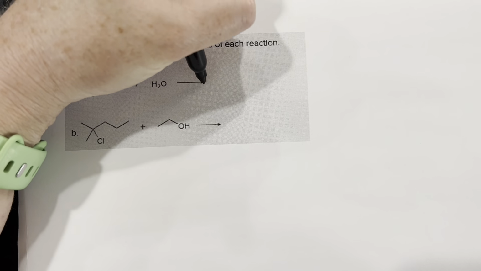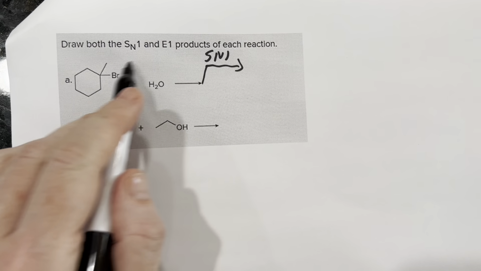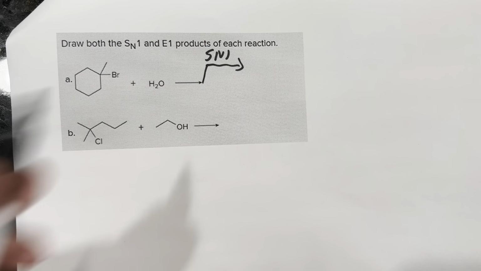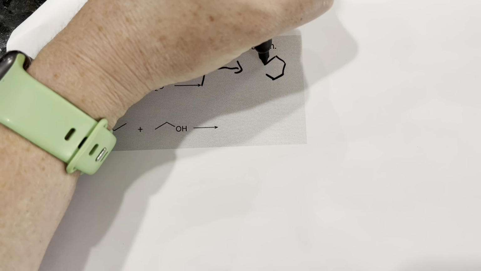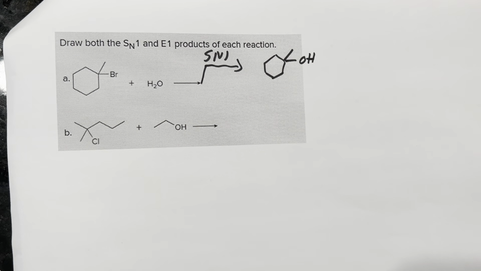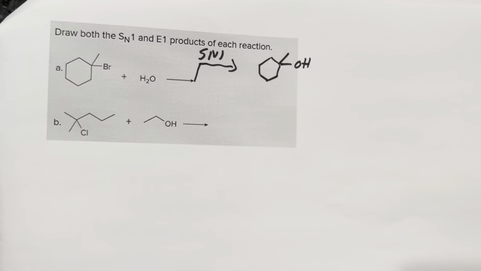In SN1, just to remind you, that's when the nucleophile is going to attack, right? So that OH is going to attack this carbocation after the bromide leaves. And you would have something like this, like that. It's just a straight up substitution reaction, right? And just don't forget, if this had been a chiral center, you would have had two different products.